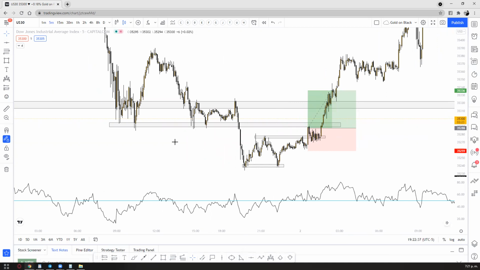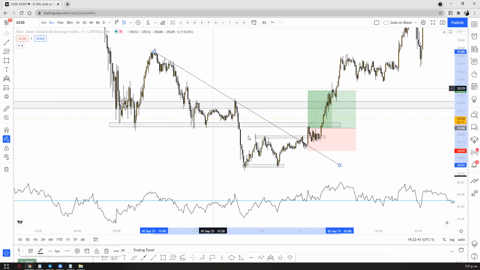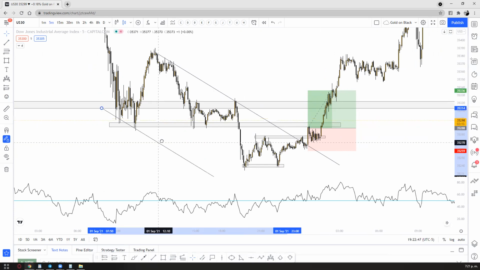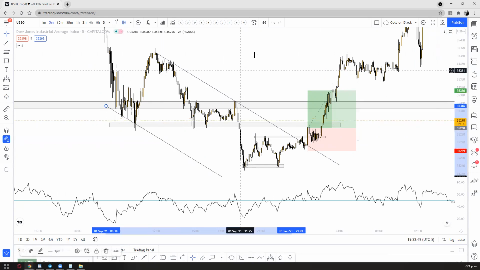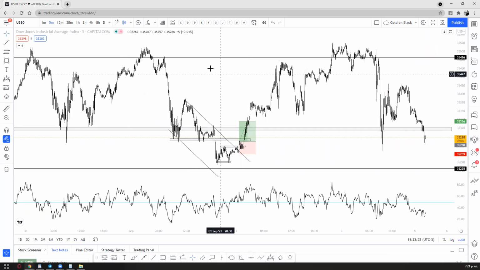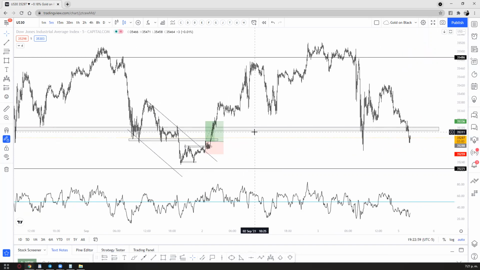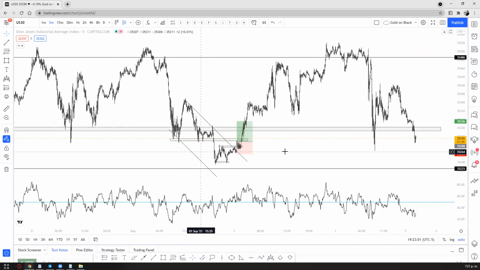Okay, let's see. Let's go ahead and draw something right here. I am seeing some type of reversal. It's a very weird reversal flag, but I think it's there. You see, price dropping and then starts to consolidate very slowly. That is a reversal flag. Very weird formation, but it is a reversal flag.